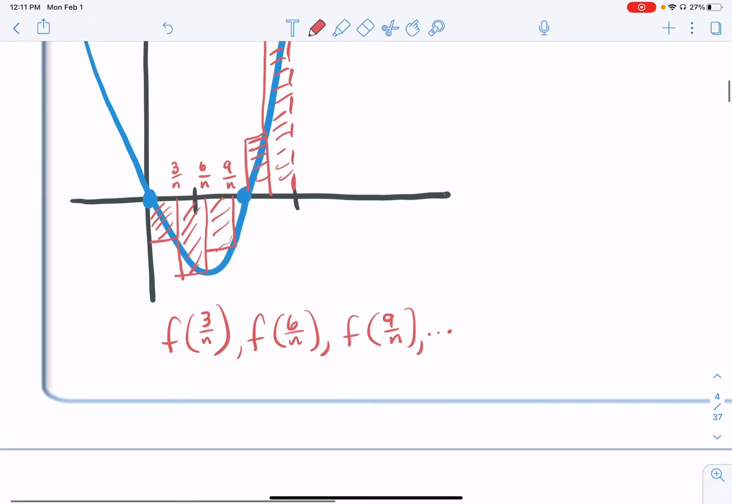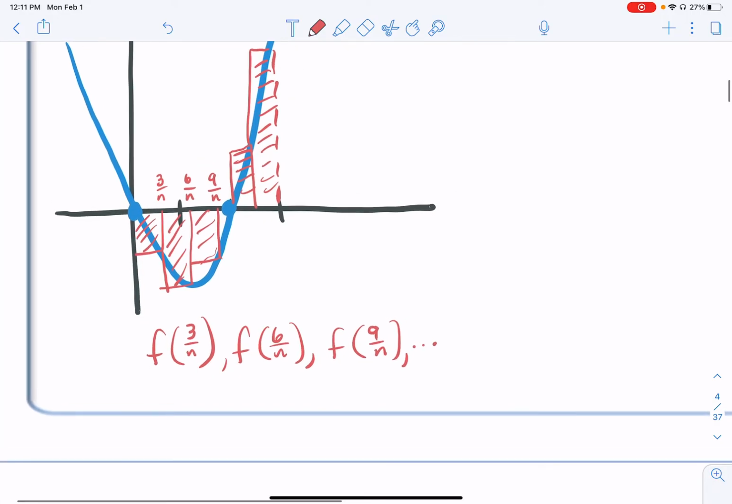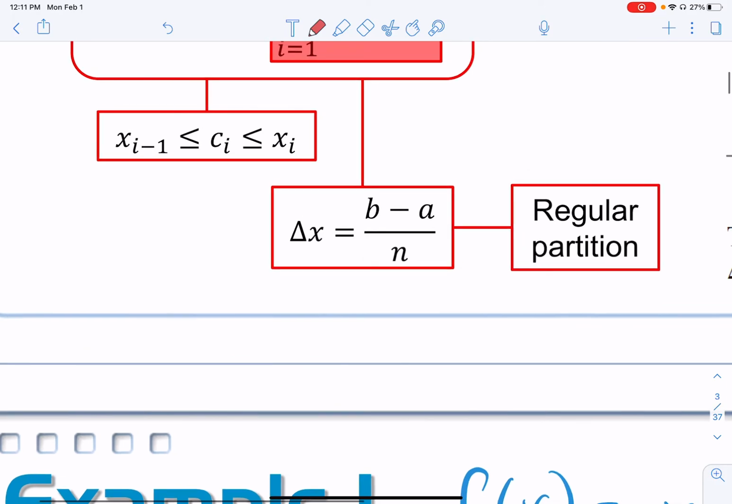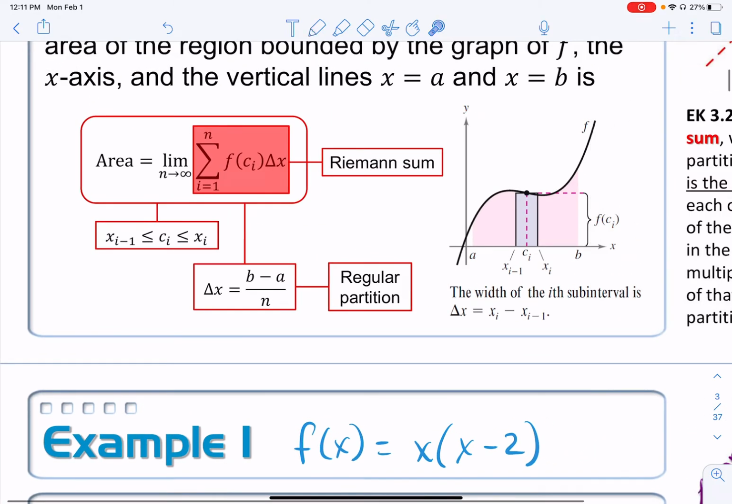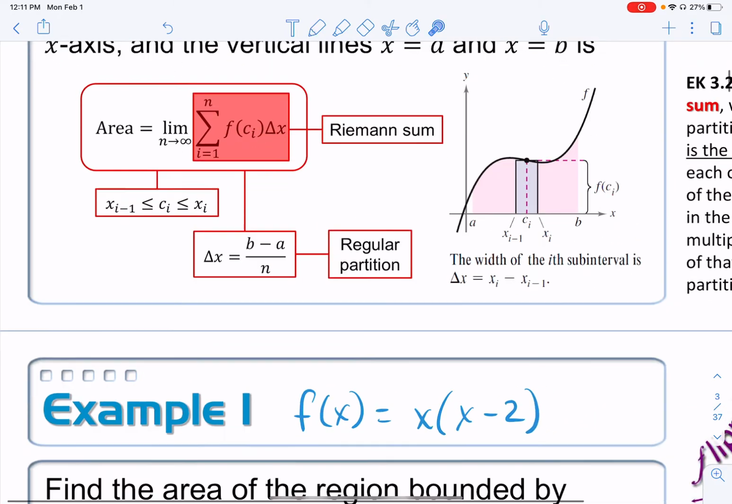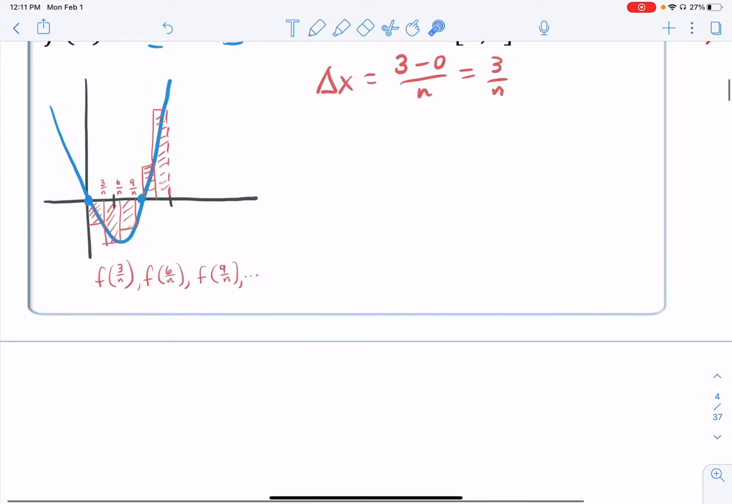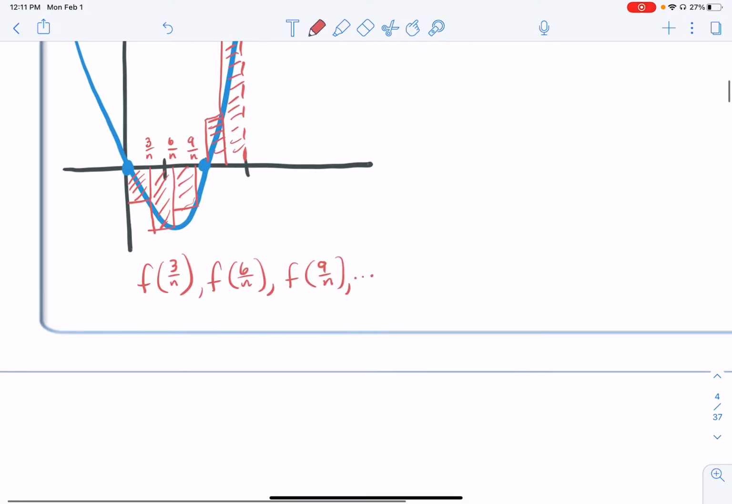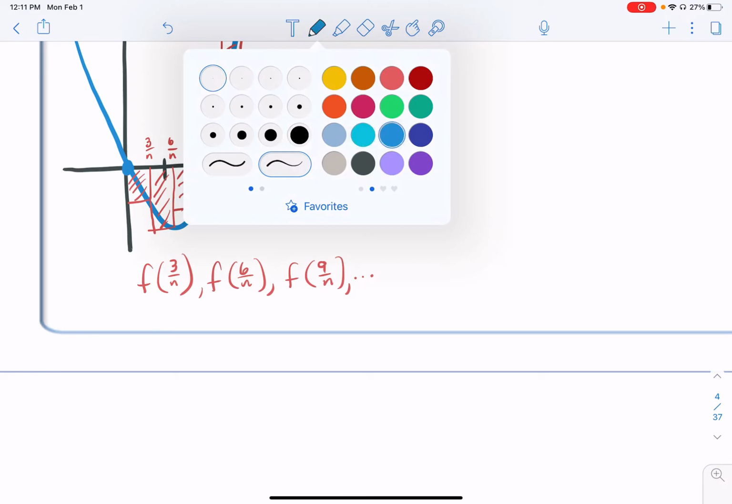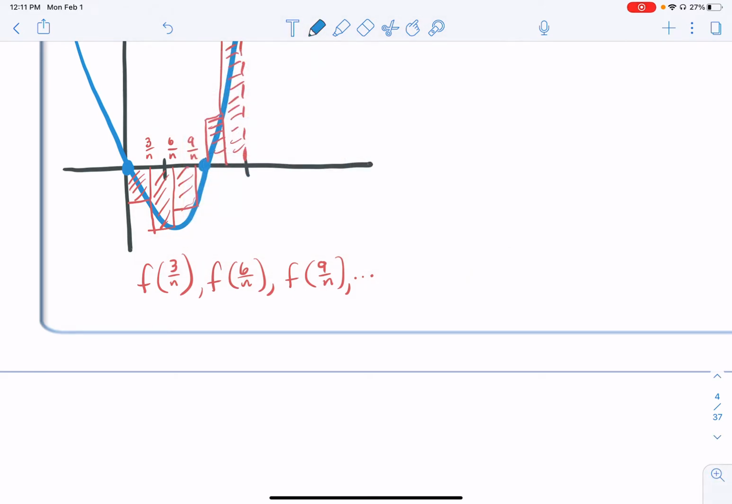All right, but we want to generalize that because we want it as a function that we can plug into our Riemann sum that we're going to take the limit of. So realize that this f of 3 over n is supposed to be what we get when we plug in i equals 1. And when I plug in i equals 2, I'm supposed to get f of 6 over n, and i equals 3 gives 9 over n.